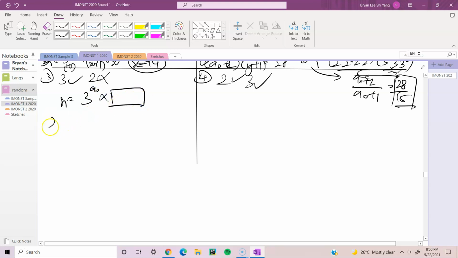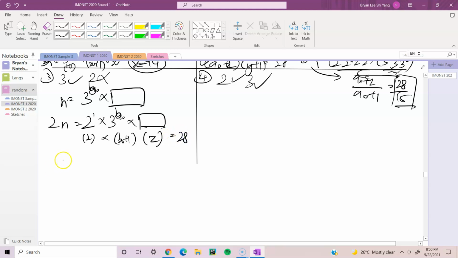Okay, so 2n equals 2 to the power of 1 times 3 to the power of a0 times this whole thing. So we have, no, I think this one should be b0 to differentiate from the one just now. So this one will be 2 times (b0 plus 1) times another z, okay, equals, as we see above, 2n has 28 factors, so we have (b0 plus 1) times z equals 28 factors.